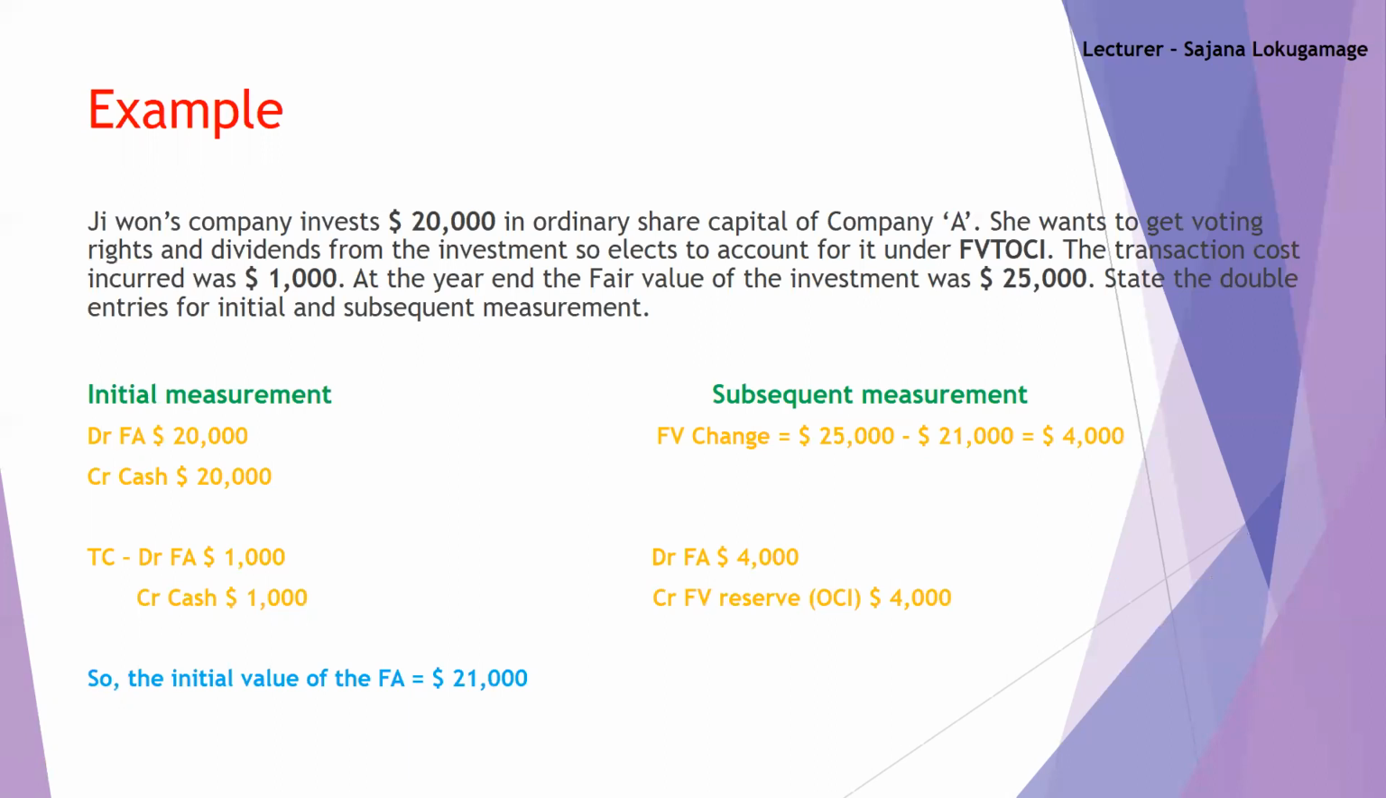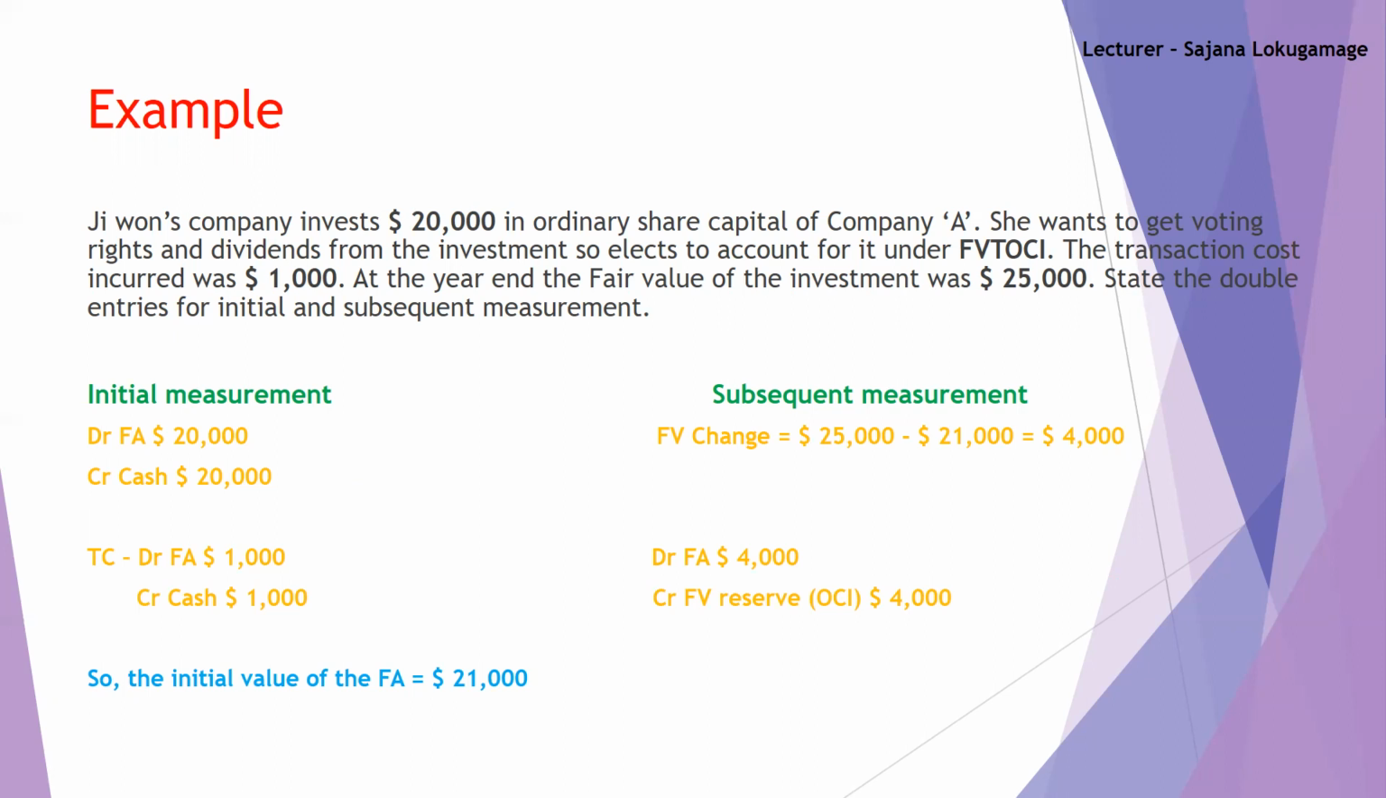Cool. So at initial measurement, look at the double entries. The cash proceeds that you invested: you have to debit the financial asset 20,000, credit the cash 20,000. Since the measurement is FVTOCI, at the initial stage you have to capitalize the transaction cost as part of the asset. So for the transaction cost, you debit the financial asset 1,000, credit cash 1,000. So guys, the initial value of the financial asset will be how much? 20,000 plus 1,000, 21,000. Okay.